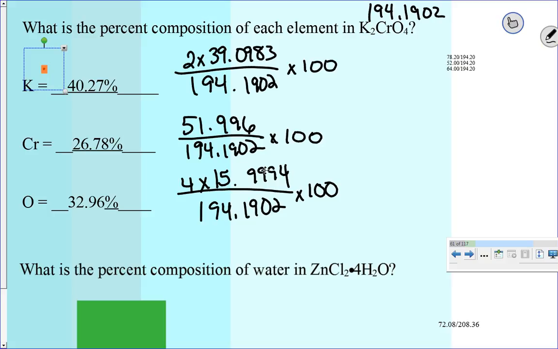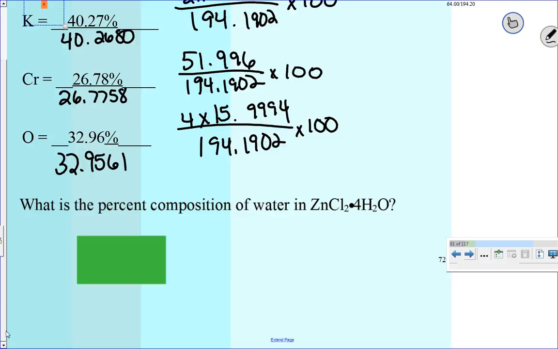And again, I rounded these quite a bit. This one I really got 40.2680. This one I got 26.7758. These problems give you a ton of sig figs to work with, but usually rounding them down to 1 or 2 decimals is sufficient for what we're doing. So pause the video for a minute, try the next problem.